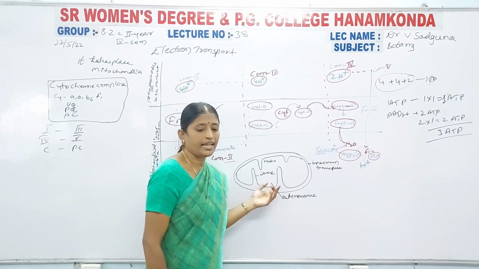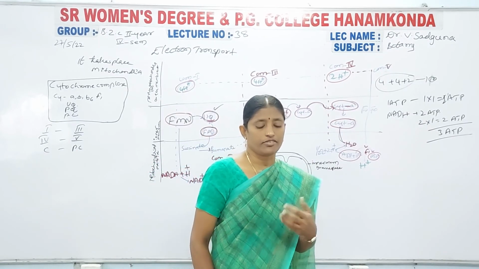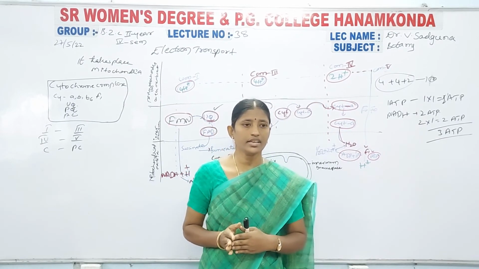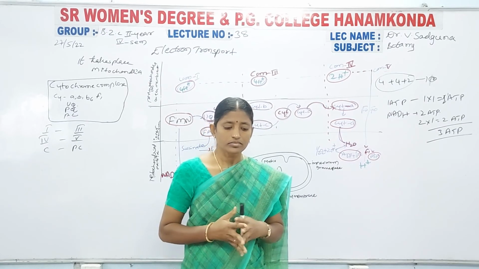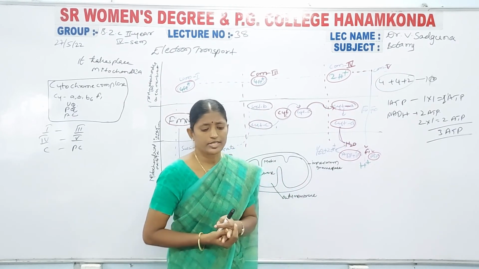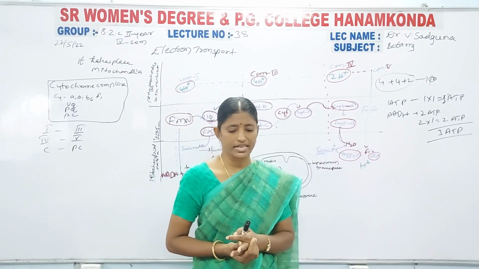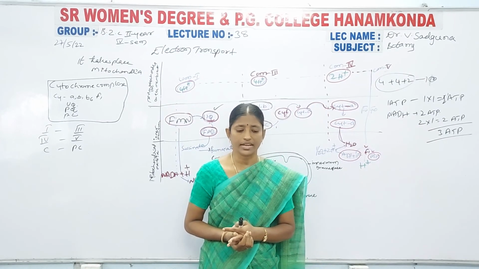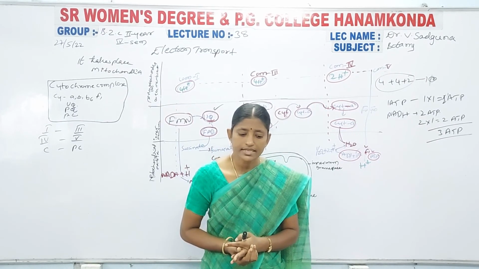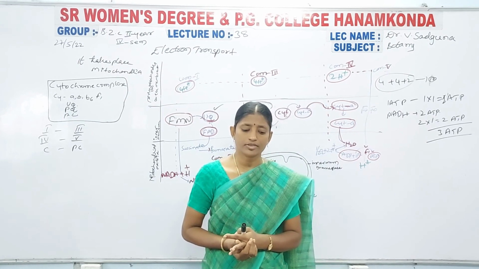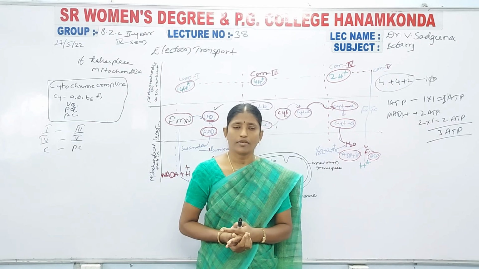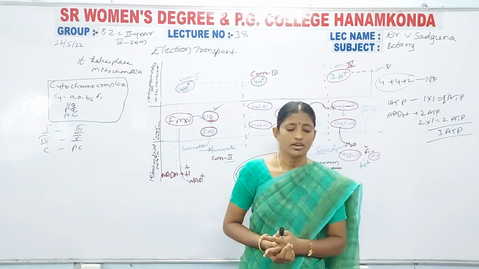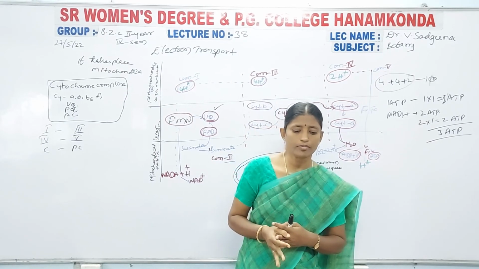Then the gradient energy causes the rotation of the F1 particle. The energy and the rotating of the F1 particles combine ADP and inorganic phosphate, leading to the formation of ATP, as in the chloroplast. Again, with the 3 molecules of 3 H plus, the potential energy goes down. Then the gradient is sufficient for the conversion of ATP molecules.